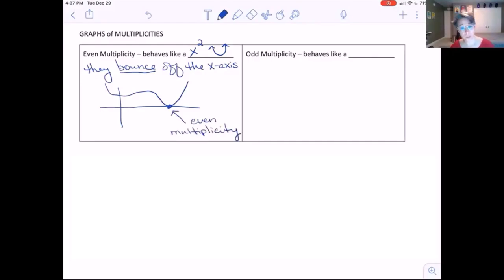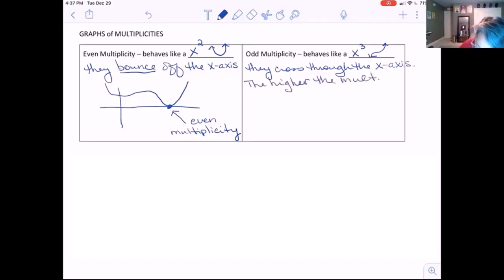If it has an odd multiplicity, it behaves like an odd polynomial, like this guy, and they cross through the x-axis. Now, with the odd multiplicity, the higher the multiplicity, the flatter the graph is at the zero.